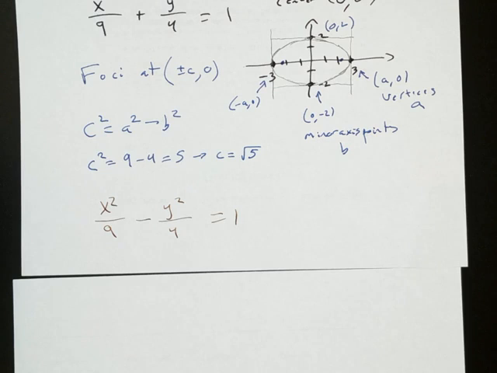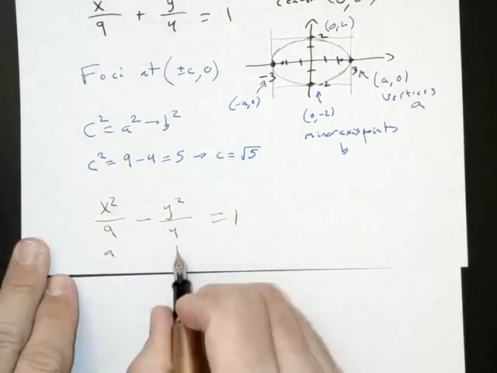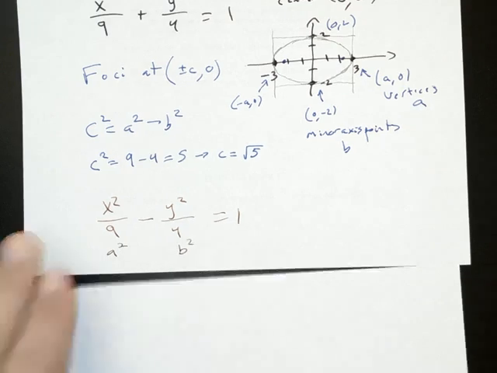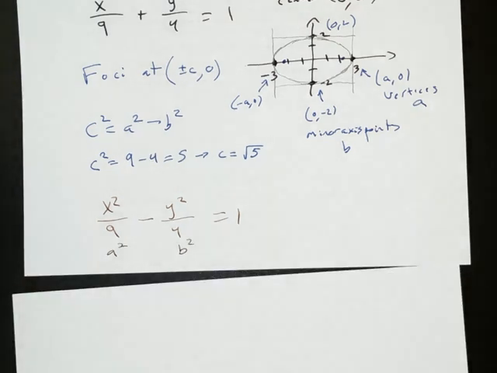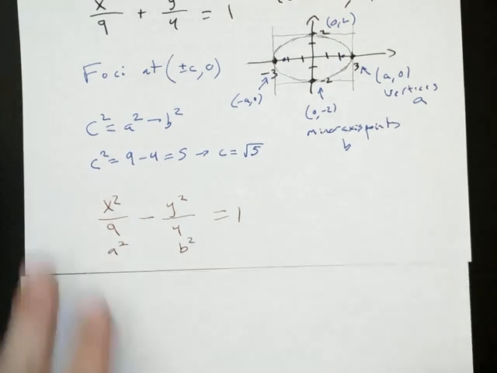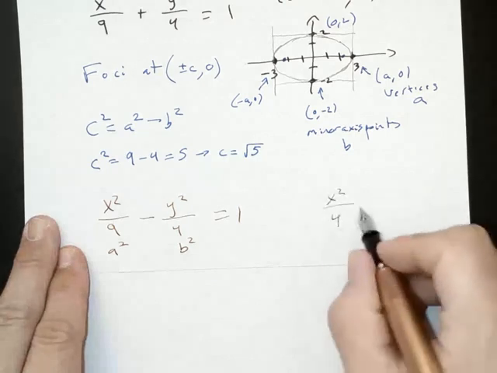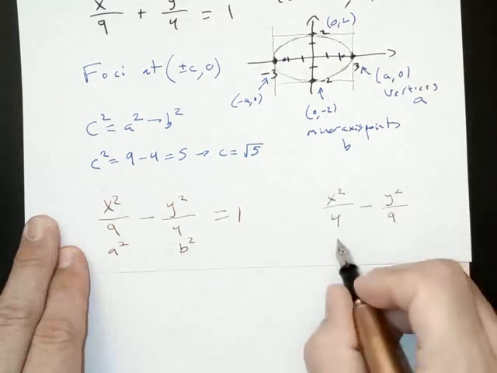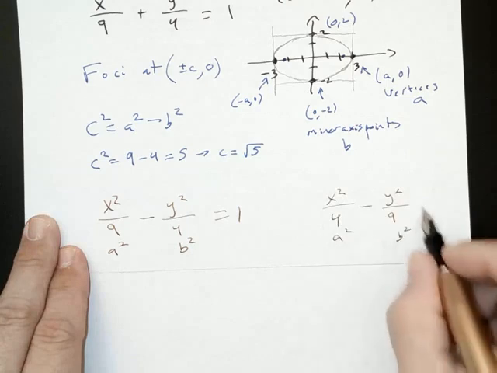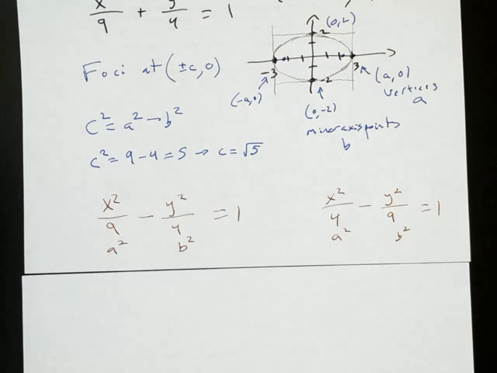And now I change which is A and which is B. A is always the one that goes with the positive fraction. So in this case, A squared is 9 and B squared is 4. But only because A is in the positive fraction, B is in the subtracted fraction. Which means I could just as easily do one that looked like this, and it would still be A and B, even if now one is bigger than the other. It's the one that's subtracted.